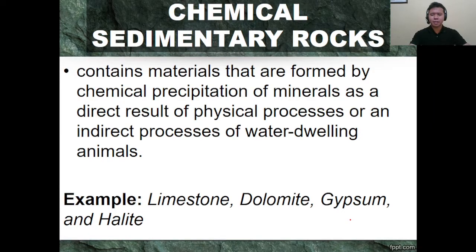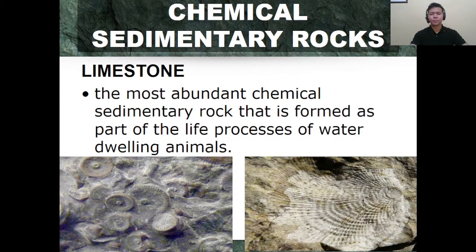For chemical sedimentary rock, it contains materials that are formed by chemical precipitation of minerals as a direct result of physical processes or an indirect processes of water-dwelling animals, such as limestone, dolomite, gypsum, and halite. For limestone, it is the most abundant chemical sedimentary rock that is formed as part of life processes of water-dwelling animals. So limestone combined together with water plus the other sediments.